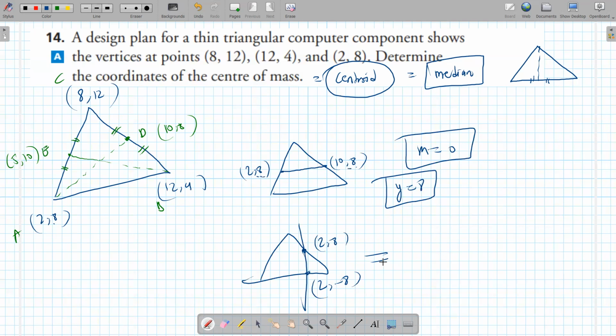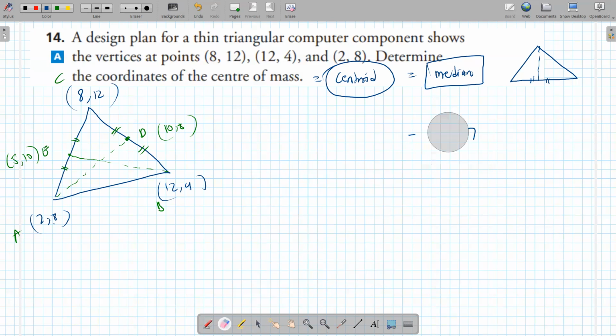X equals 2. Remember that a vertical line is going to be in the form of x equals, and a horizontal line is going to be in the form of y equals. So therefore, this first equation is y equals 8. That's the first median equation.